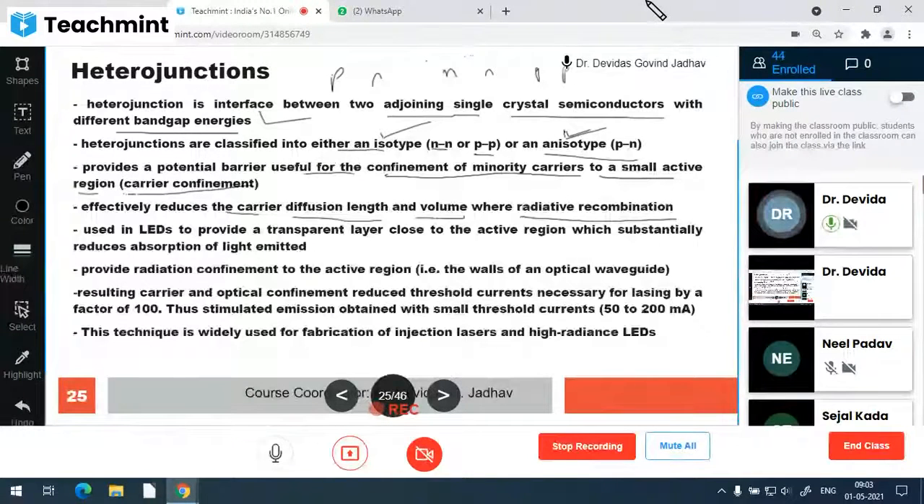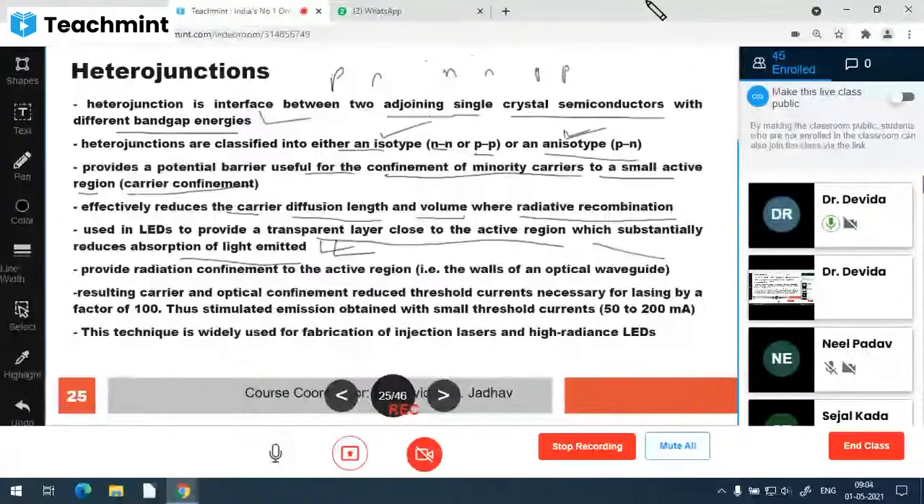This is used in LEDs to provide a transparent layer close to the active region, which substantially reduces the absorption of the emitted light. In lasers heterojunctions are needed, but in LEDs also heterojunctions are created to make the LED output efficient and high in amount.